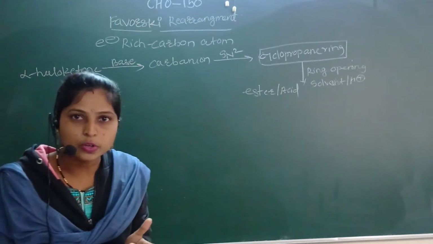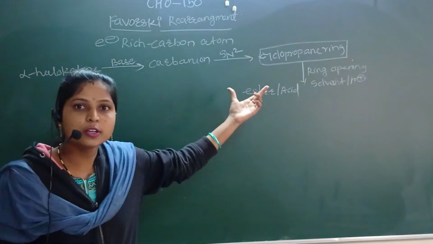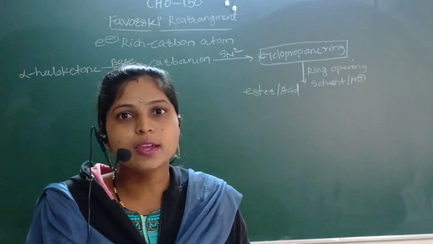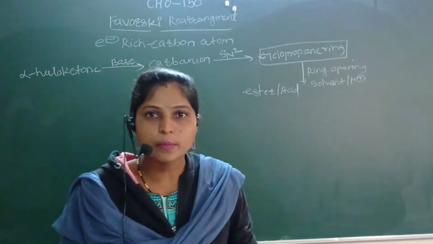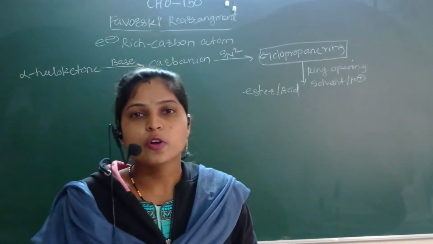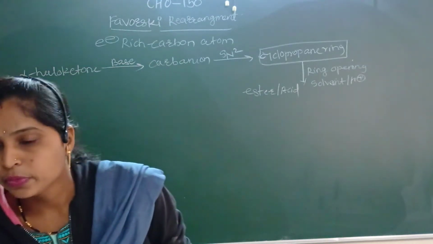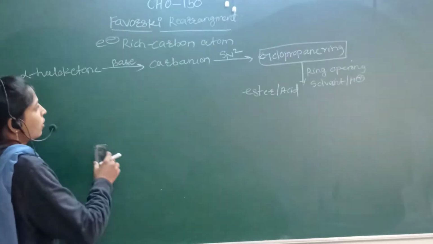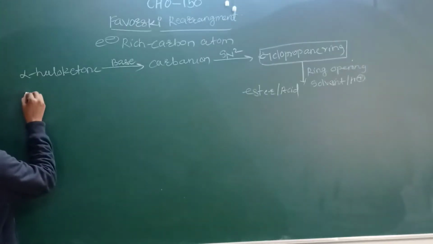Alpha haloketone reacts with base, then formation of the carbanion, then the carbanion easily undergoes the SN2 reaction mechanism pathway and formation of the cyclopropane ring. Then this ring can be opened in the presence of solvent, so formation of the ester or acid. Next we have to discuss here the statement of the Favorski rearrangement.